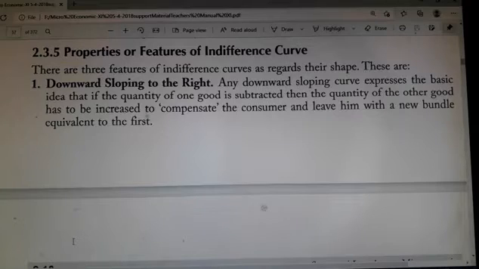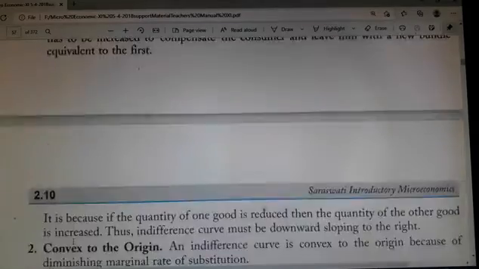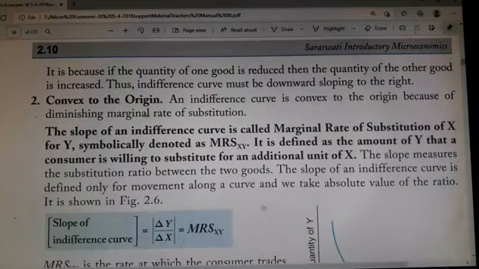We have done this already. It is basically talking about the MRS, or the sacrifice of one good to get another good. What we do is we subtract, we sacrifice y to get x. So the downward sloping curve implies that to attain one commodity equivalent to another, the commodity which we are consuming has to be sacrificed if you want to consume another commodity. But basically what you need to understand here is that it is a downward sloping curve, the first property.